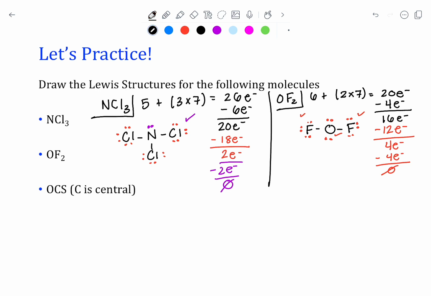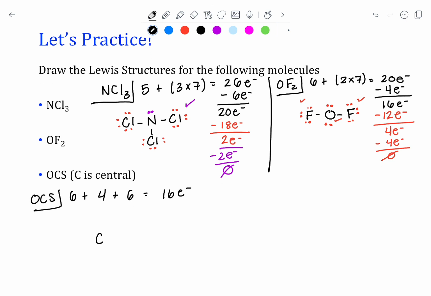My final example is OCS, where the carbon is the central atom here. So let's count up our valence electrons. I have 6 from the oxygen, 4 from the carbon, and 6 from the sulfur. So that's a total of 16 electrons in my structure right now. So if carbon was central, we had carbon that was bound to a sulfur and an oxygen. That used 4 electrons right there to create those bonds. So I have 12 electrons left.